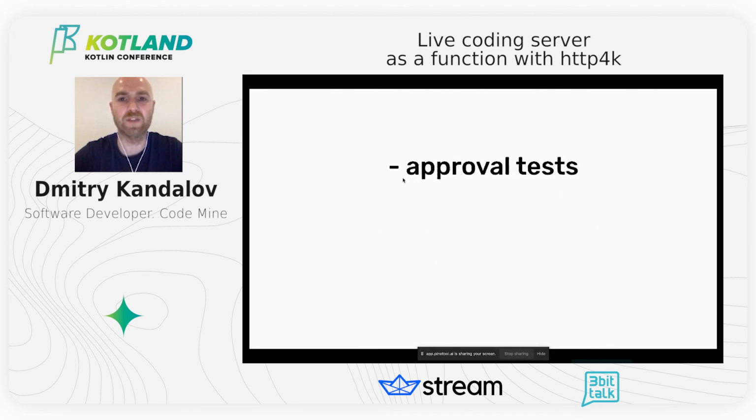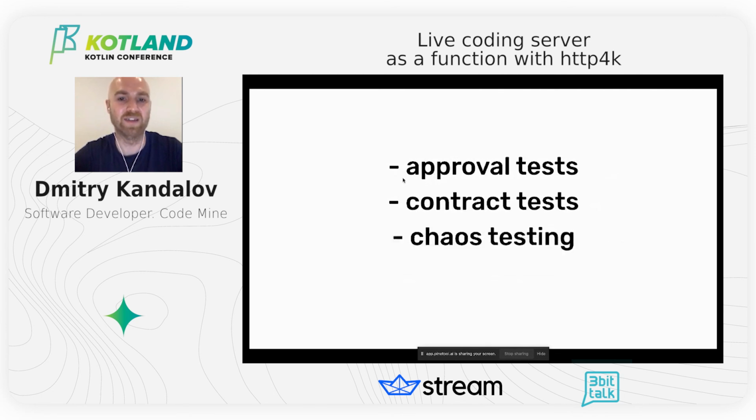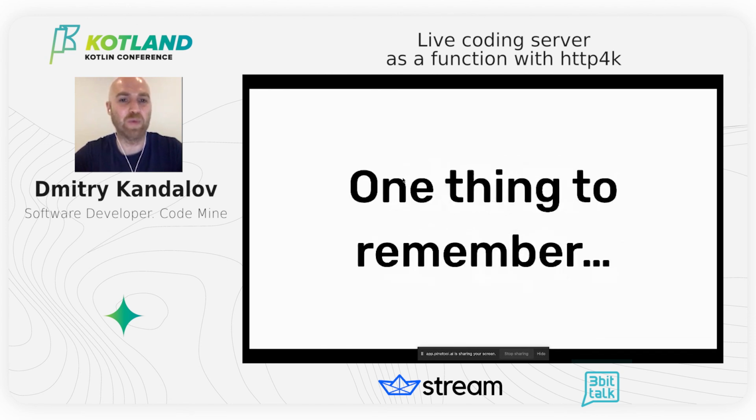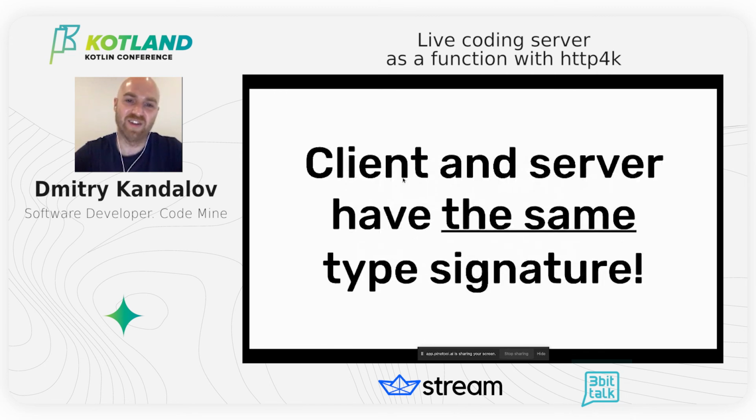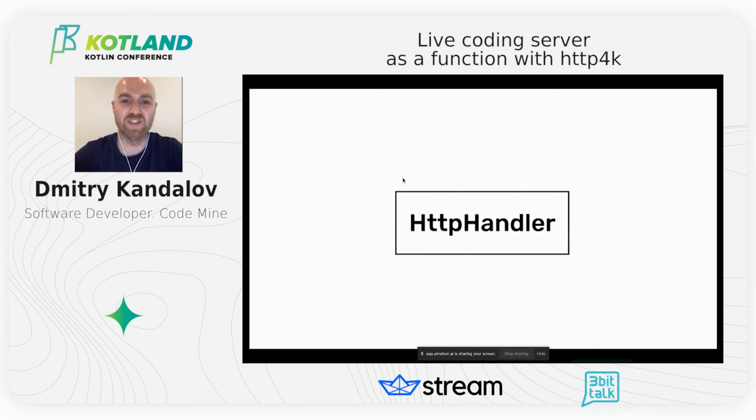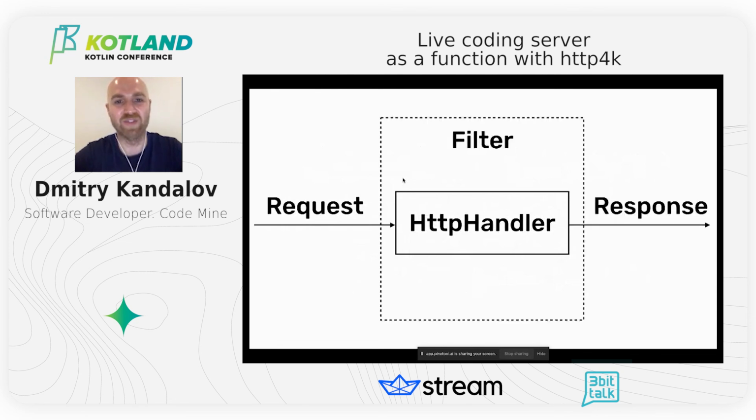So we've seen some approval tests, which might look like a simple thing, but it's actually a big topic on its own. Because http4k has this uniform HTTP interface, it makes it easier for contract tests. You can also do chaos testing using filters, for example, and it also makes it easier to record and replay traffic. And if you remember one thing, it's that client and server in http4k have exactly the same type signature. It's an HTTP handler, which takes an immutable request, returns an immutable response, and there is a filter around it. So that's all you need to know.